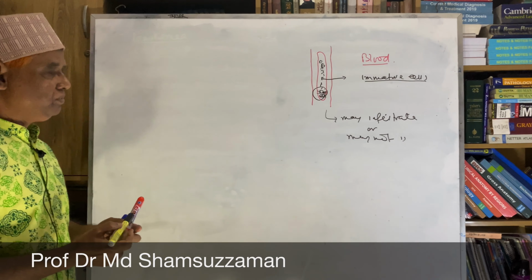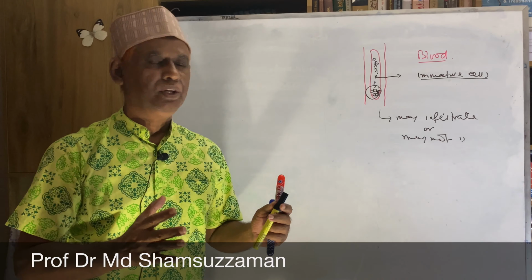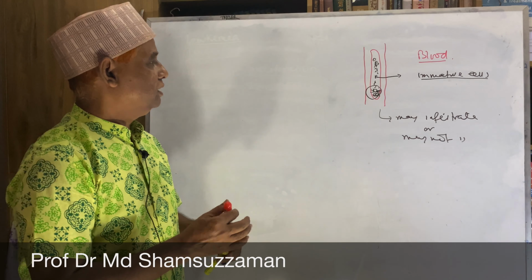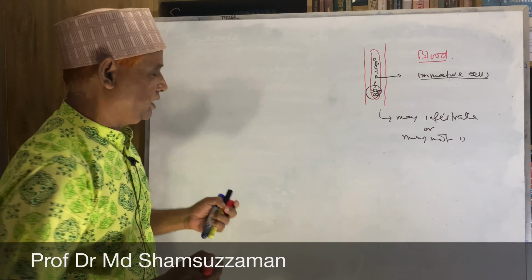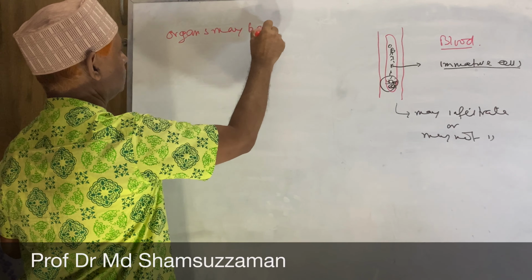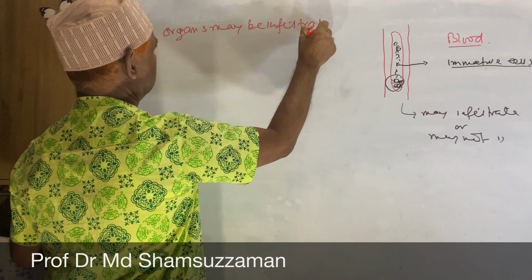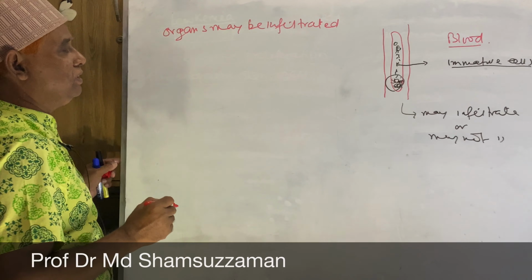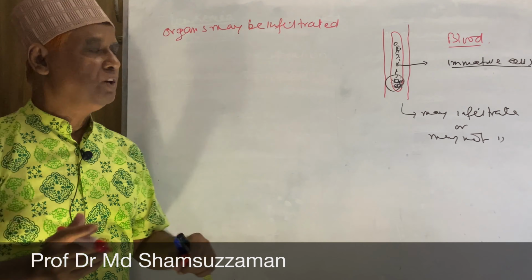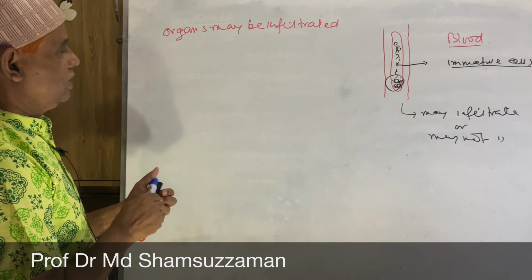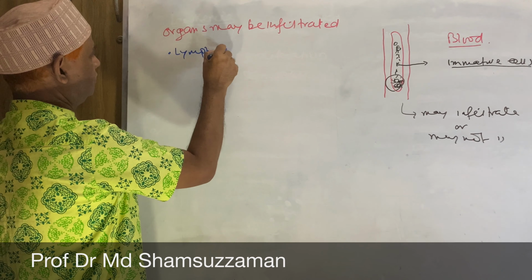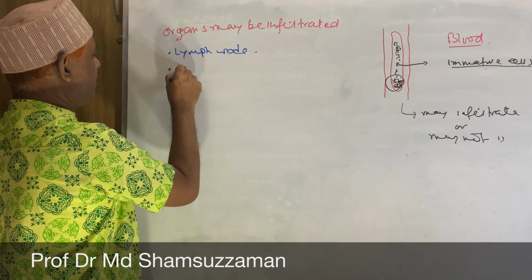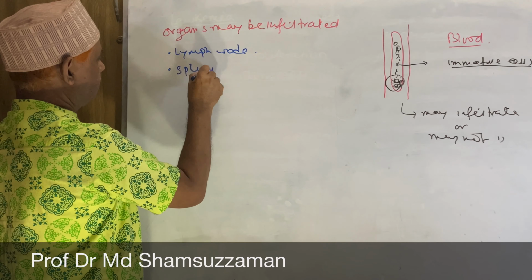Now, if organ or tissue is infiltrated by leukemic cell, what organs may be infiltrated in leukemia? The organs may be lymph node, spleen, and liver.